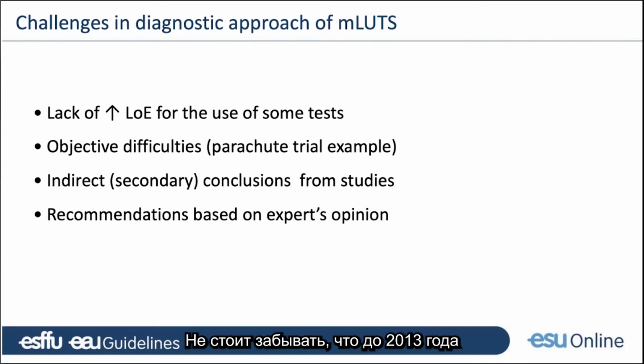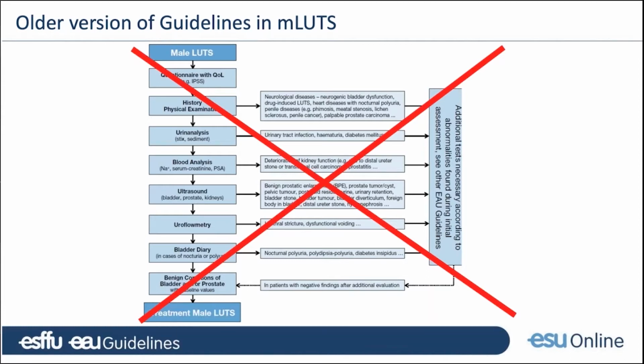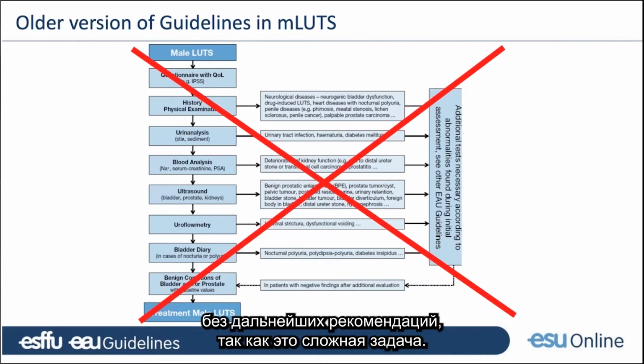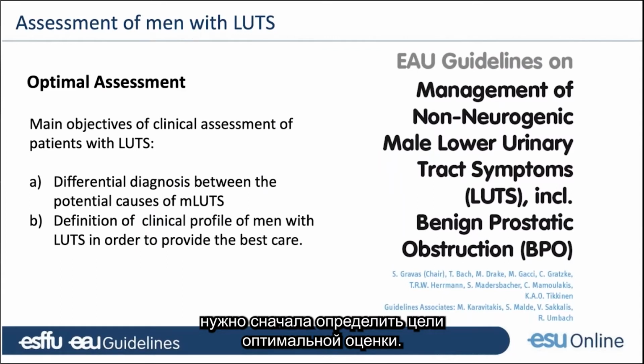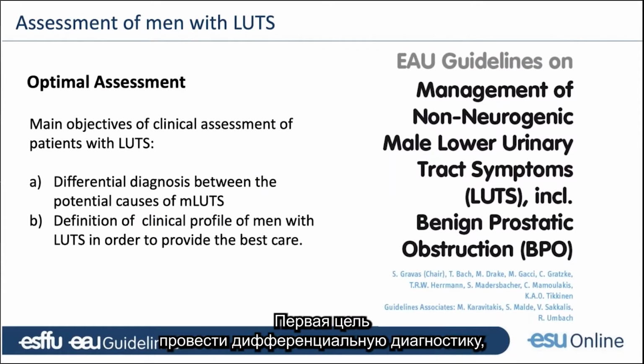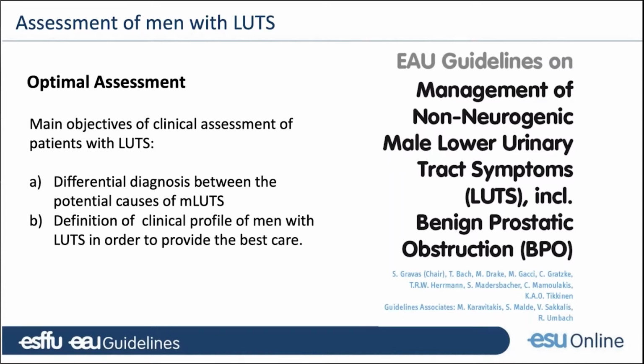Don't forget that until 2013, the EU guidelines had only one page dedicated to the assessment of male LUTS. And on this page, only the available assessment tests were presented without any further recommendation, because it is very challenging. So in order to overcome these challenges, we need, as a first step, to set the goals of the optimal assessment. And the first goal is to make the differential diagnosis, and the second one is to define the clinical profile of men with LUTS who are sitting in front of us at our office.